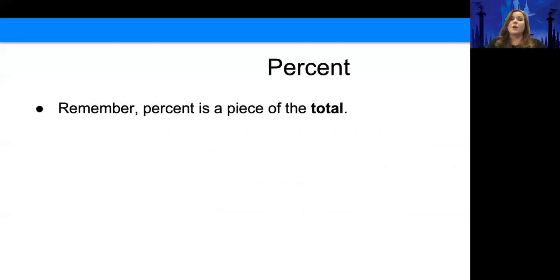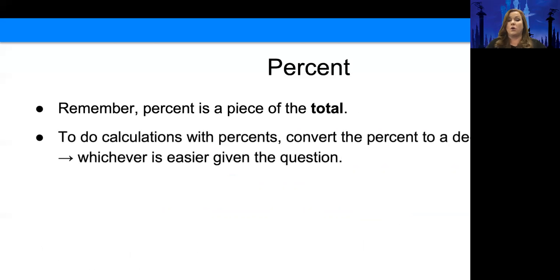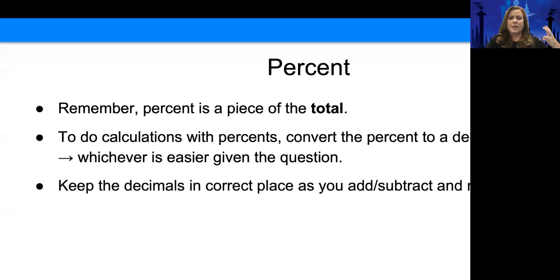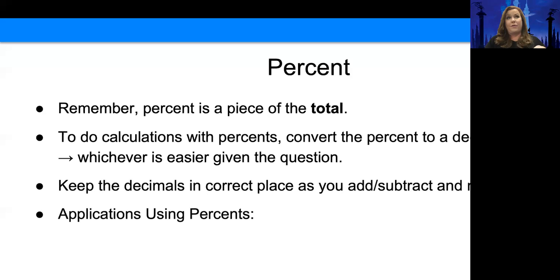So percent is a piece of a total. When we do calculations, a lot of times you have to convert the percent to the decimal or fraction form. I hardly ever convert it to fraction form unless it's like 25%. Then I know it's 1/4, or 75%, 50%, easy fractions. And again, it's whatever comes up in your brain first. You've got to make sure, though, if you're multiplying and dividing, that you keep your decimals in the correct place. And again, a calculator will help you avoid that mistake.